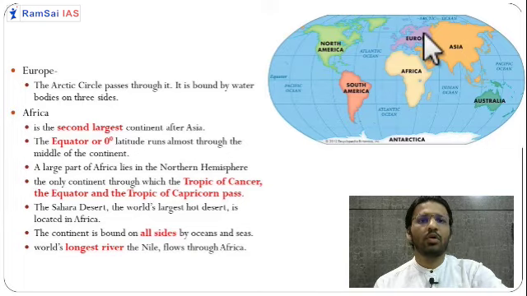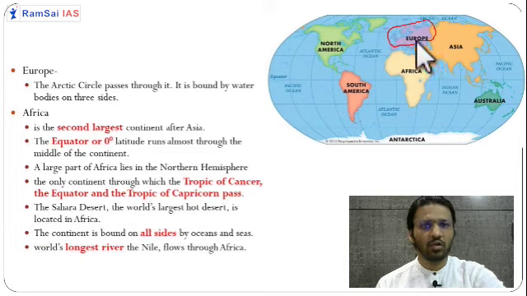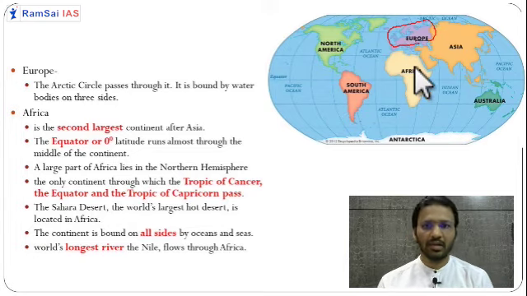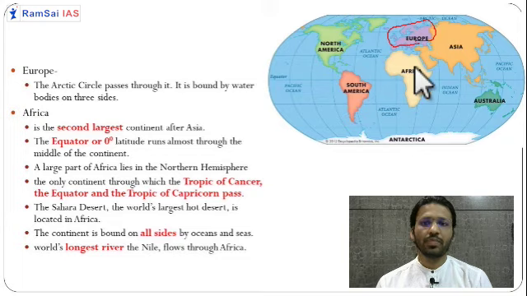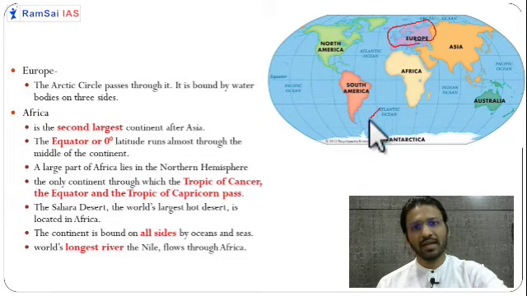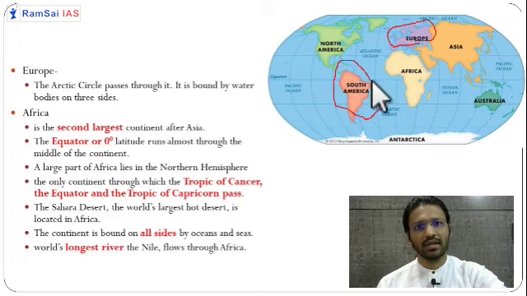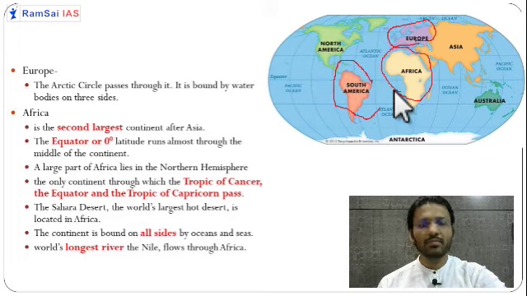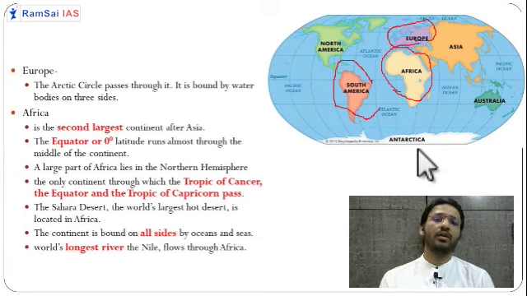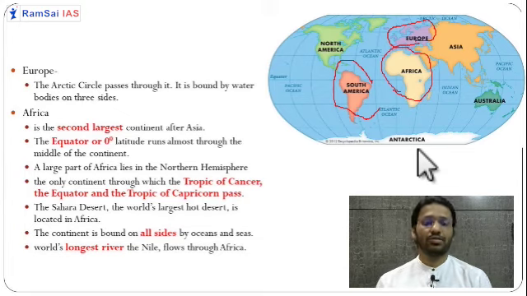It's not very important, but just remember that the Arctic Circle is passing through the European continent. It is not very huge. Okay. After that, the most important continent, the second largest continent, is Africa. Sorry, not here. Here, the yellow colored one. So Africa is the second largest continent on the earth.